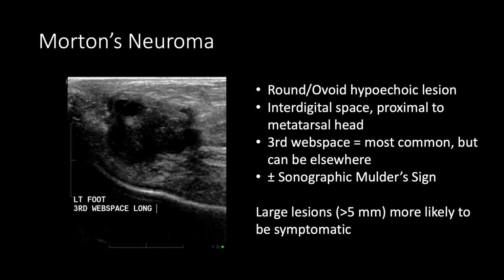Then our final clinical entity that I do want you to know about in the foot and ankle is Morton's neuroma. Morton's neuroma is classically described as a round or ovoid hypoechoic lesion on ultrasound that exists in the interdigital spaces proximal to the metatarsal heads. Most commonly, this is found in the third web space, but it can be in other spaces. One of the things that's kind of cool with ultrasound is that you may get a sonographic Mulder sign. If you think about looking at the gallbladder and the sonographic Murphy sign, that's pretty similar. If you apply pressure with your ultrasound probe and you feel a click or elicit your patient's painful symptoms as you apply pressure over this area, that is a positive sonographic Mulder sign.